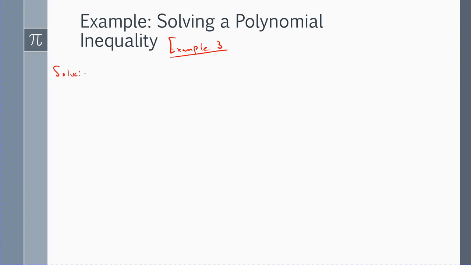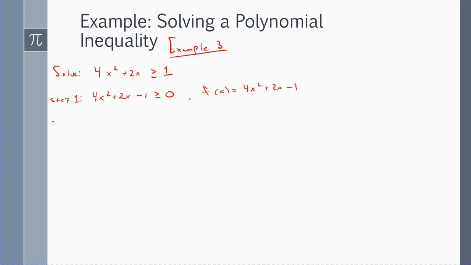Let's solve 4x squared plus 2x is greater than or equal to 1. Okay, so step 1, you're going to have to move the 1 over. So you end up getting 4x squared plus 2x minus 1 is greater than or equal to 0. That means the function that we're working with here is 4x squared plus 2x minus 1.